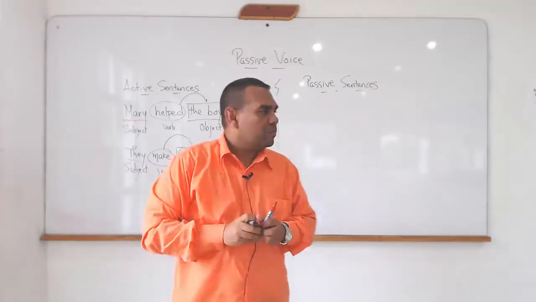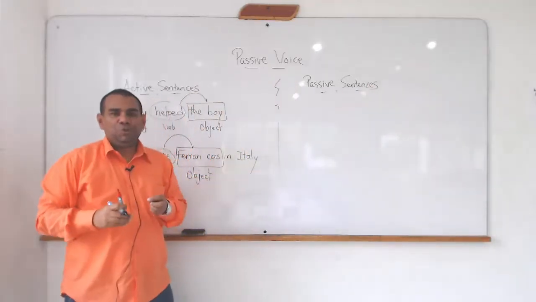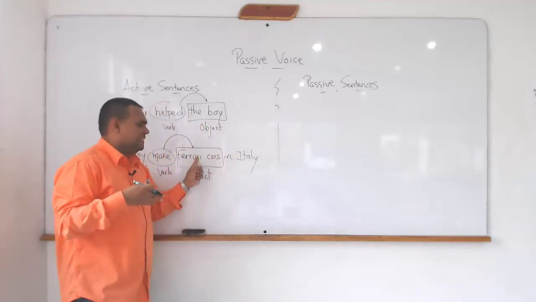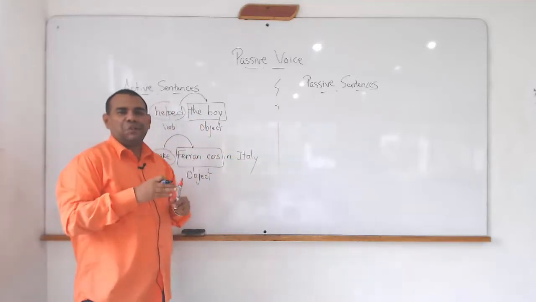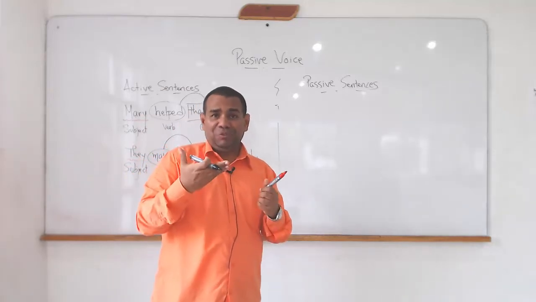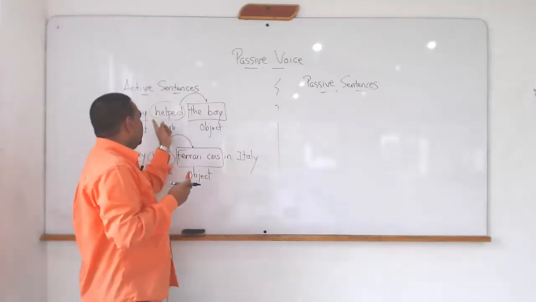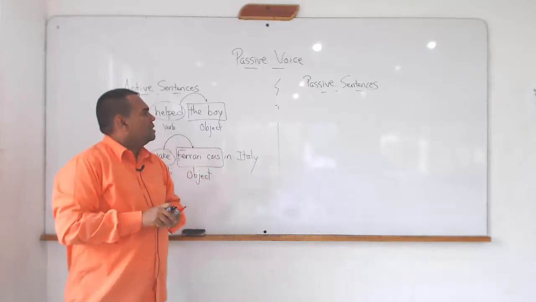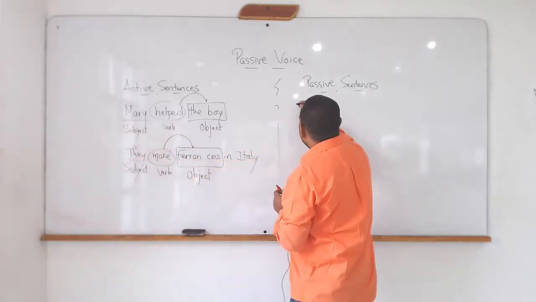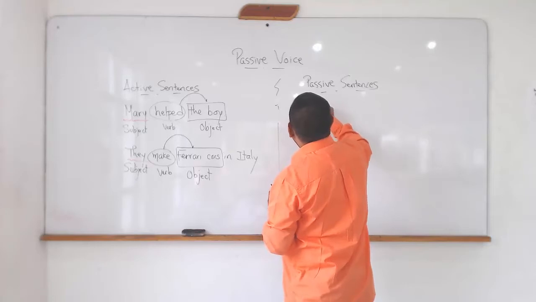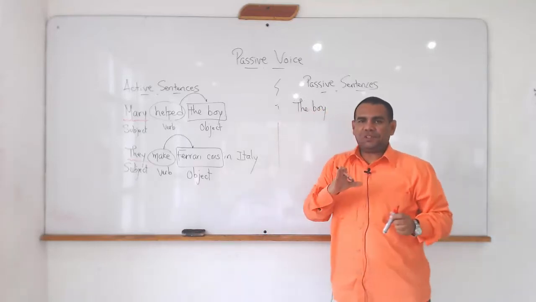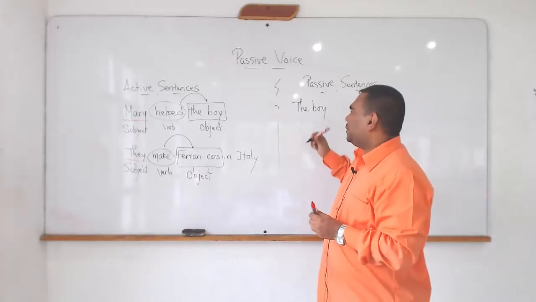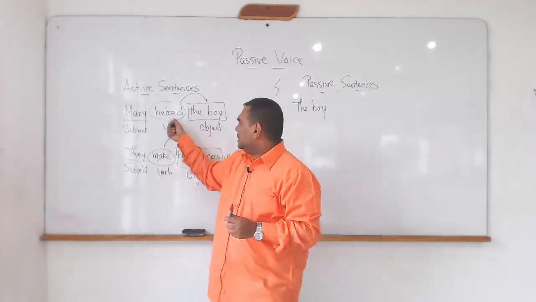Okay, now we are going to focus our attention on the object, or what constituted the object of the first sentence: Mary helped the boy and they made Ferrari cars in Italy. So now we will take the boy, and that will constitute the subject of the second sentence. The boy.